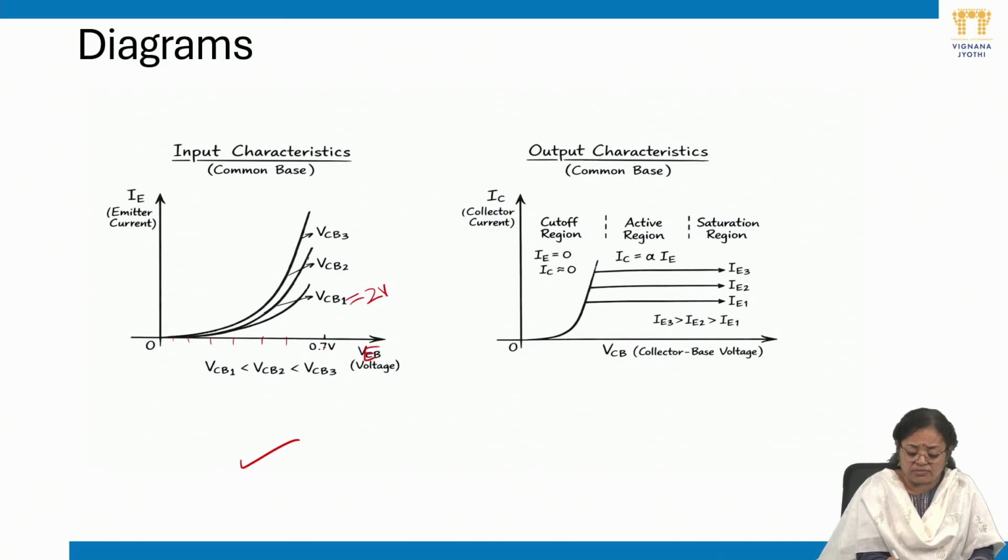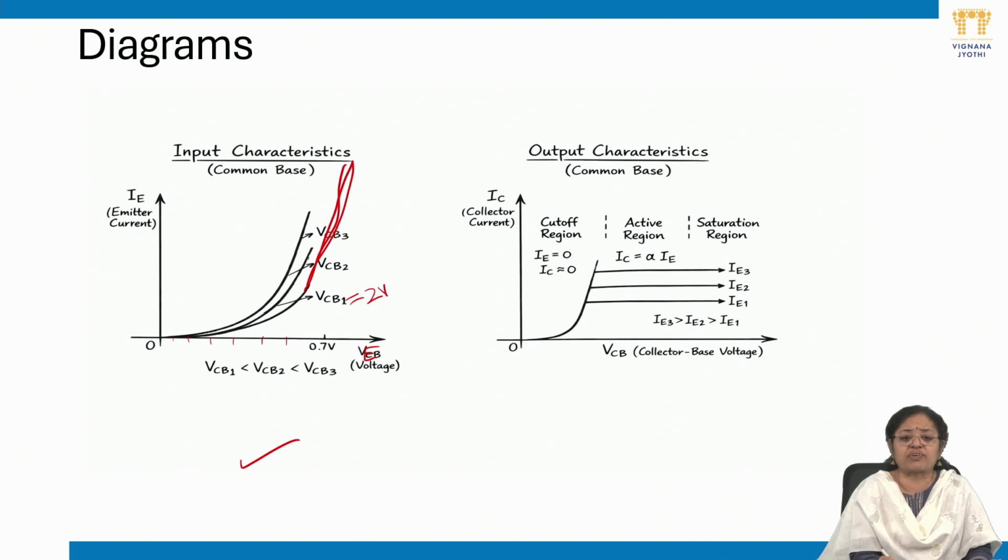So, as we come nearer to 0.7 volts, or some books find 0.6 volts as well, the conduction of the current starts, and it goes on increasing exponentially. Similarly, one value of VCB gives one curve.